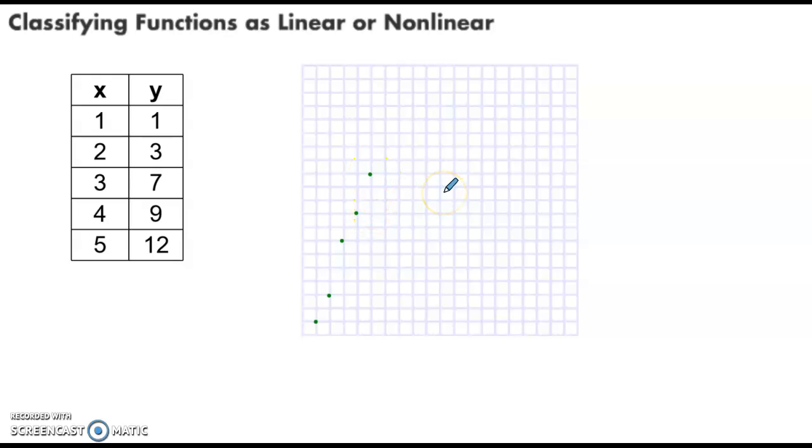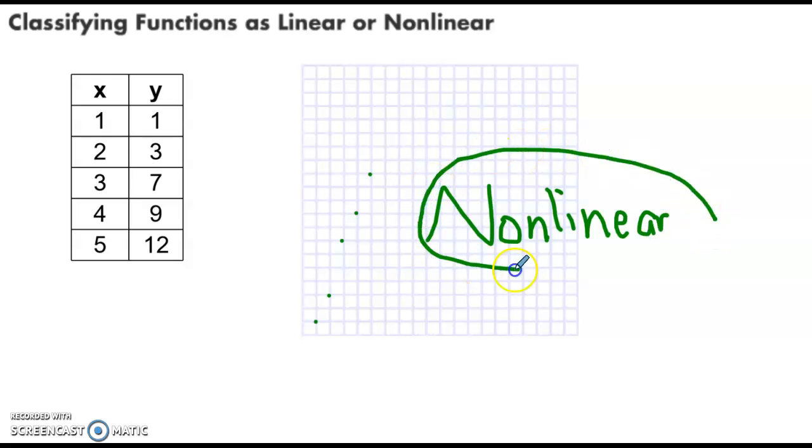So then I can look at this graph. If I go to connect these, this is not going to make a line. So that's how I know that it is nonlinear. I don't know what kind of function it is, but I know it's nonlinear because the graph does not make a line. We can also do what we were doing before.